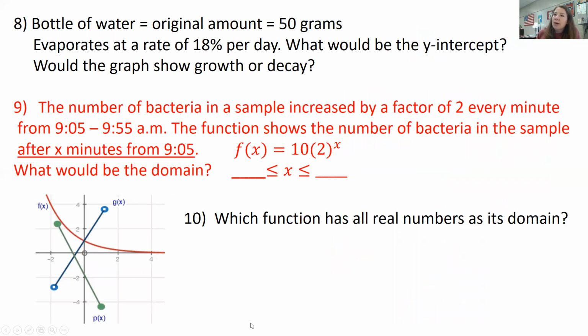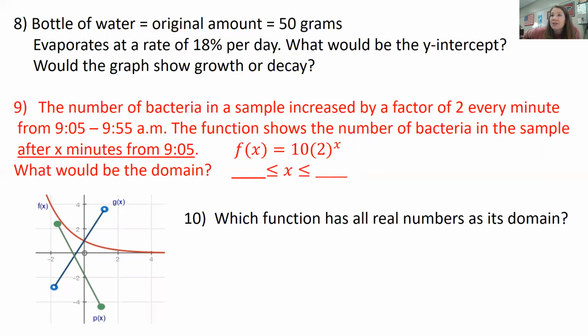So number 8, bottles of water. Originally, there were 50 grams of water in the bottle. The water is evaporating at a rate of 18% per day. So is the amount of water going up or down? If we graph that, that would show a decrease, right? A decay. What would be the y-intercept? Remember what we just said, the y-intercept is our initial value. So the y-intercept on this graph would be 50.